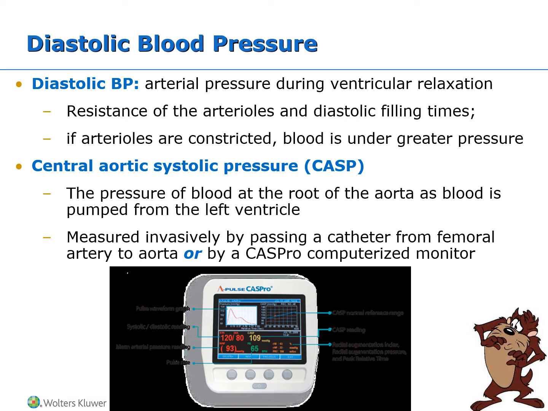The central aortic systolic pressure, this is a review, CASP, is the pressure of blood at the root of the aorta as blood is pumped from the left ventricle. Measured invasively by passing a catheter from the femoral artery to the aorta, or by a CASP Pro computerized monitor, it gives you the most precise reading.